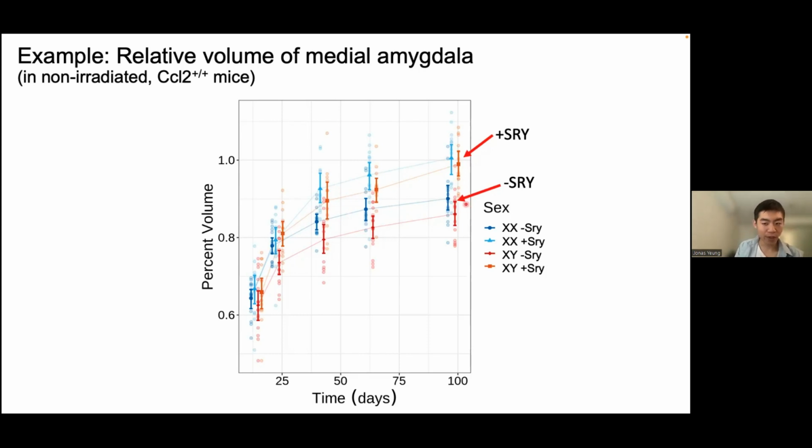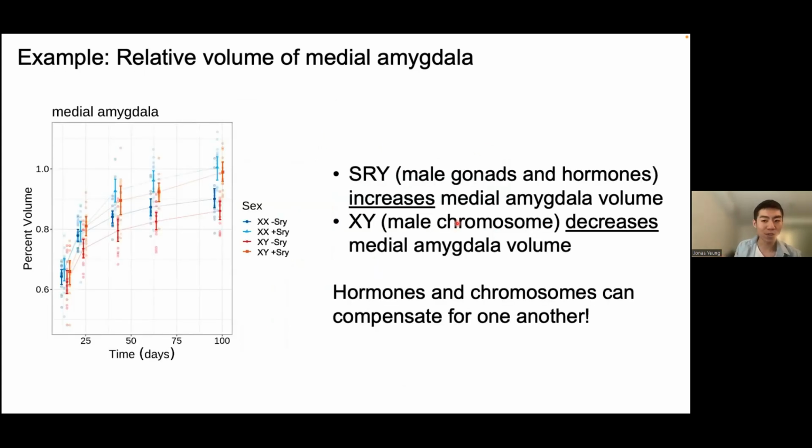But if we look carefully within each one of these branches, we can see that there's further division within this chromosome effect. So the mice on the bottom here are the XY mice, whereas the mice on the top are XX. And this is interesting because male hormones tend to, or at least for the medial amygdala, result in larger volumes, whereas male chromosomes result in smaller volumes. And so this is an example where these systems can compensate for one another, and it demonstrates the observational power of having this model in order to separate out the sex chromosomes and hormones effects.